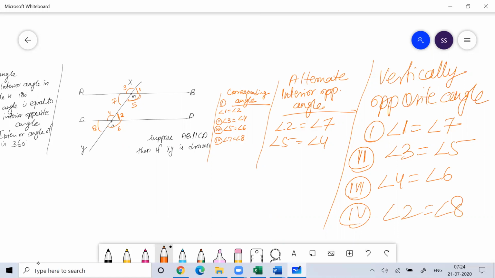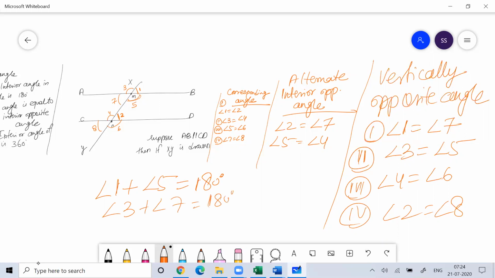Whenever two lines are parallel, you should remember these things: corresponding angles, vertically opposite angles, alternate interior opposite angles. And then you should remember that the sum of angle 1 plus angle 5 will be equal to 180 degrees. Then the sum of angle 3 plus angle 7 is equal to 180 degrees.